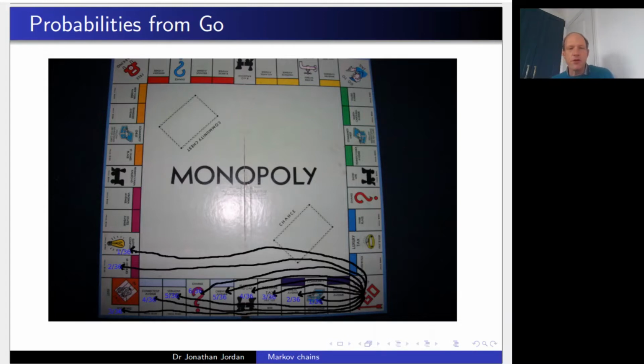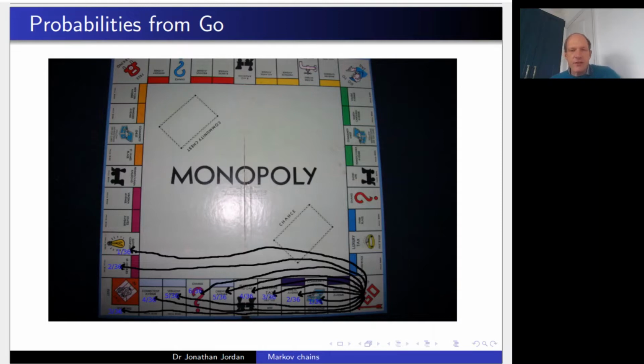So, for example, you will know that the probability of rolling 12 on 2 dice, getting a 6 on both dice, is 1 over 36, assuming the dice are fair and so on. And so with probability 1 over 36, we move 12 squares, which takes us to the electric company on the left-hand side of the board.